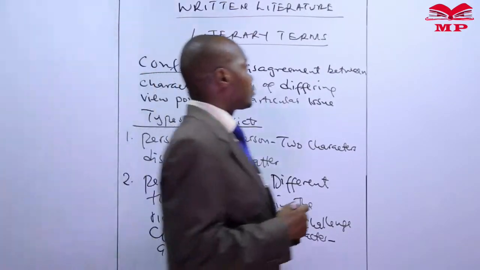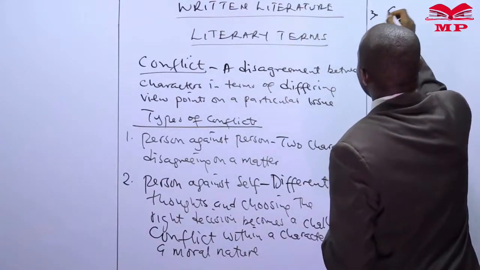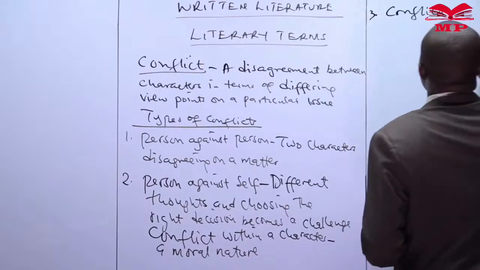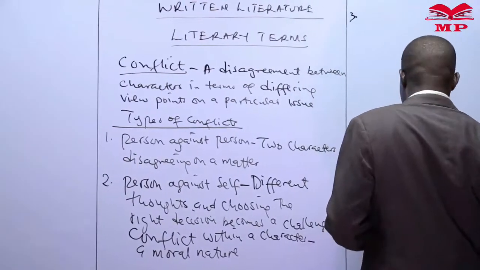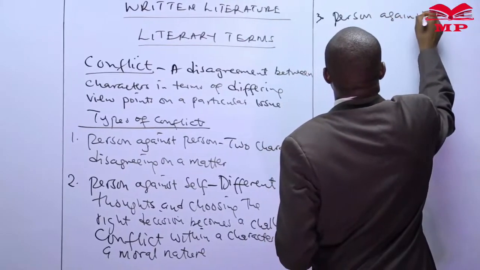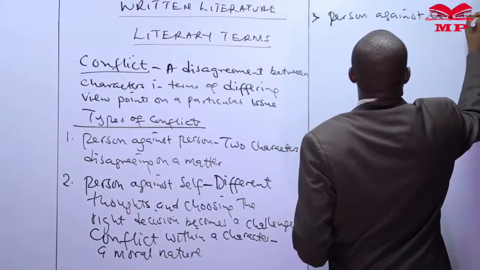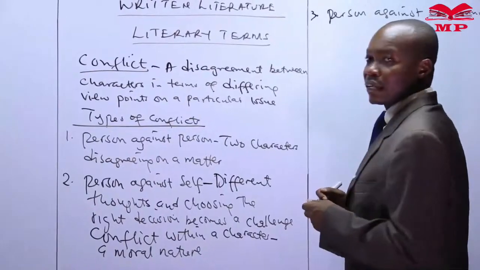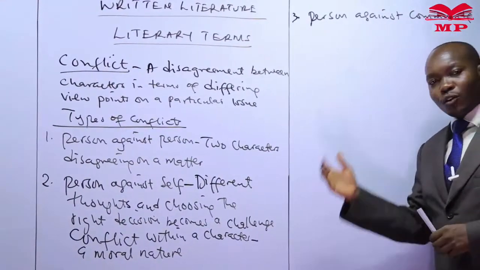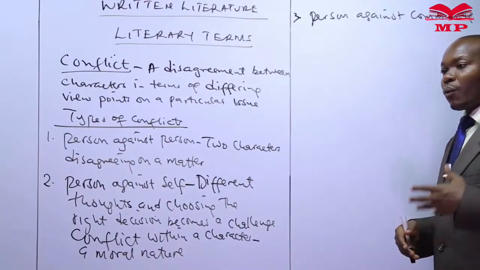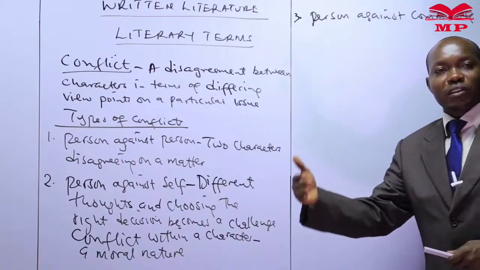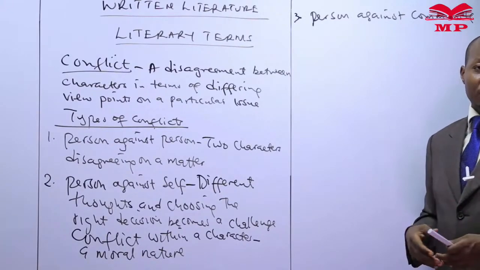The third one is conflict, person against community. In this case, here is a character and here is the community. The character wants to do something, yet this thing is against the community's expectations or rules or conventions.